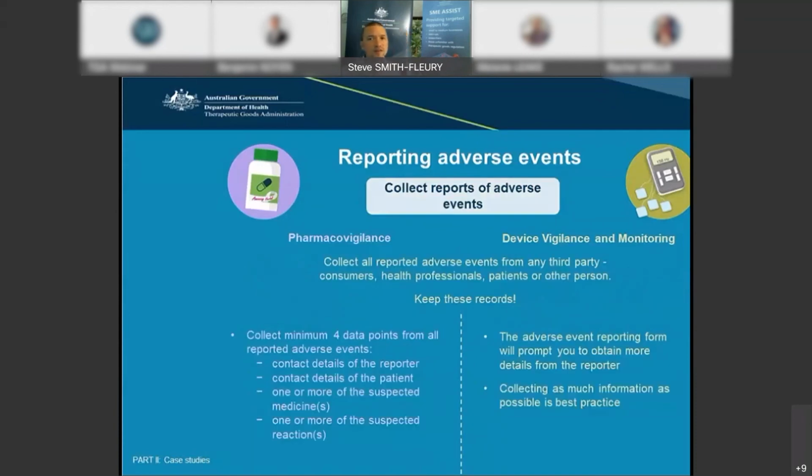Now, two main concepts are shared when it comes to reporting. You need to collect reports of all incidents, big and small, from the reporting person, and make sure that you do keep all of your records. With medicines, always record the 4 main points of information from your reporter for every report. For medical devices, the adverse event reporting form prompts you to collect more information from the affected user and the manufacturer. So best practice here is to collect as much information as possible.